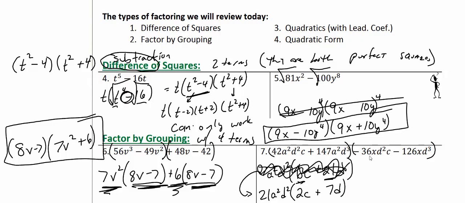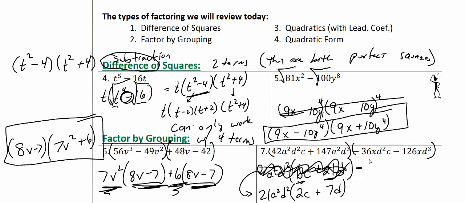Here's the deal. When the third term is negative, you always want to pull out a negative. You always want to pull that negative out. It's a rule. You have to do it. Don't worry about the reasoning behind it. Just do it. What else can I pull out?